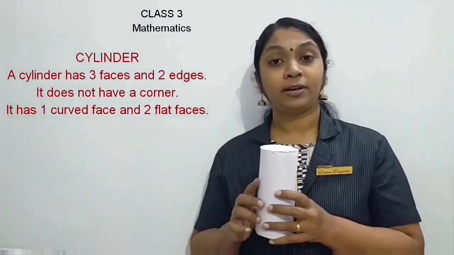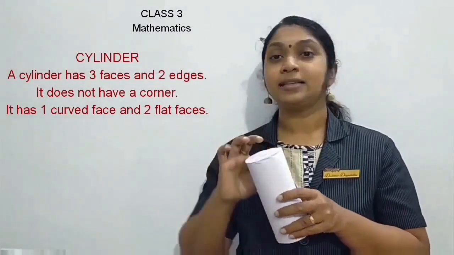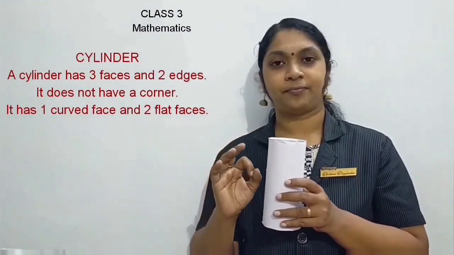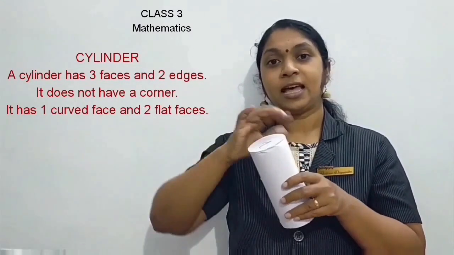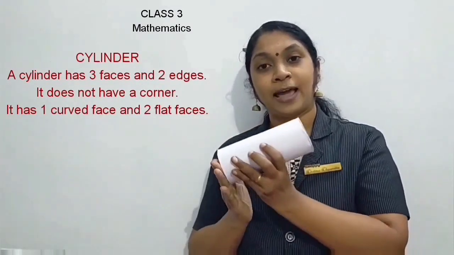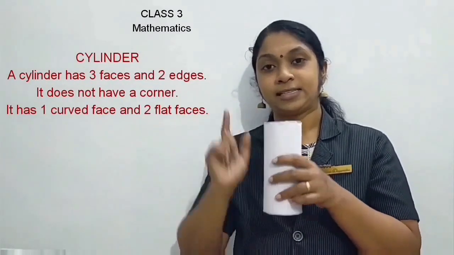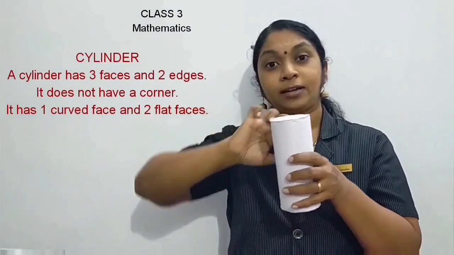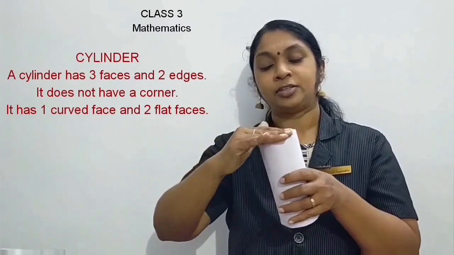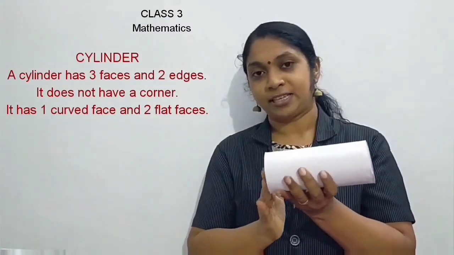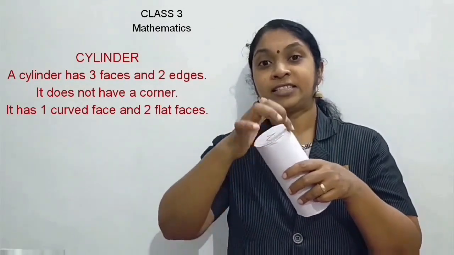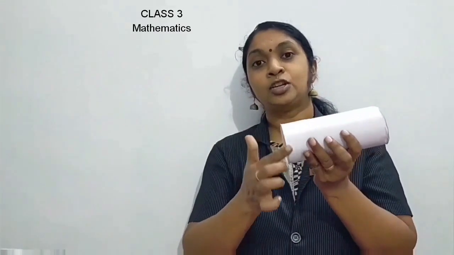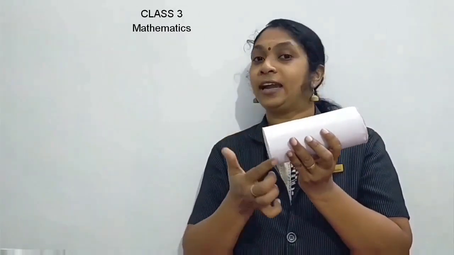As we already told, a cylinder has 3 faces. It has 1 curved face and 2 flat faces. It has 2 curved edges.